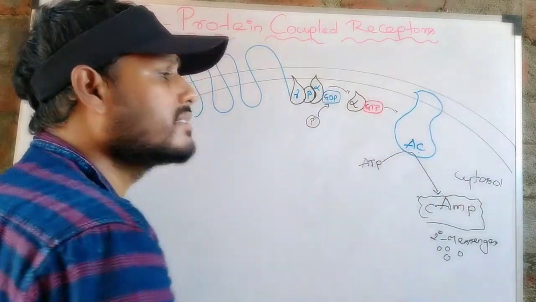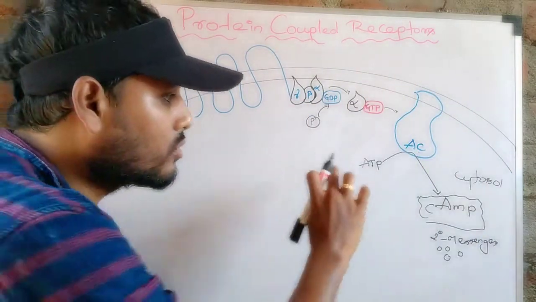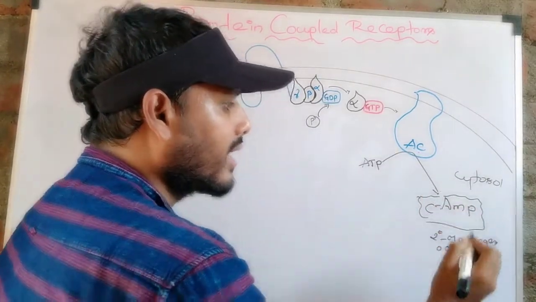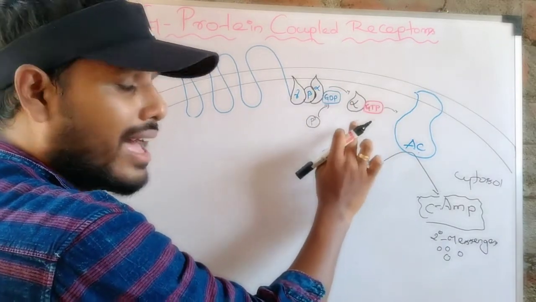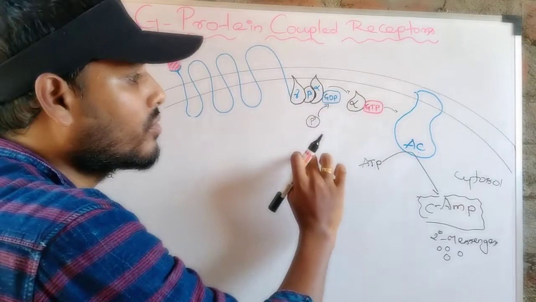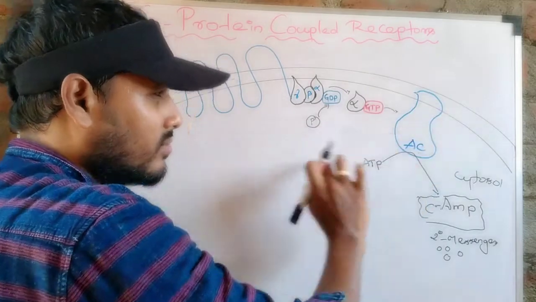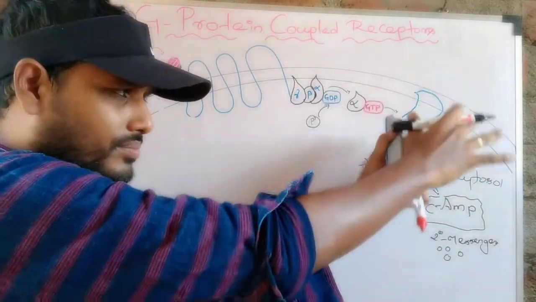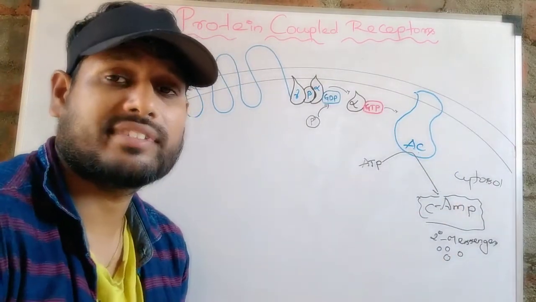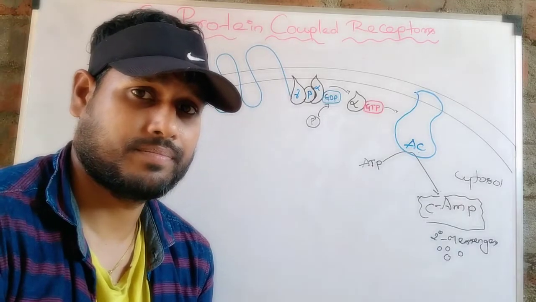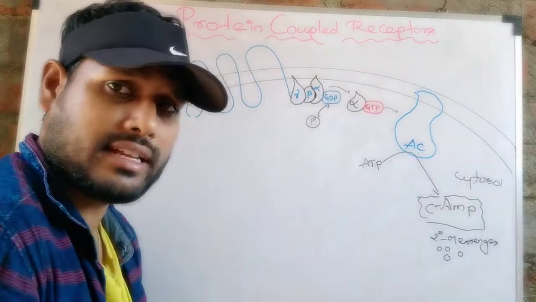Whenever this adenyl cyclase gets activated, it receives lots of energy, ATP, to create the cyclic AMP, the secondary messenger. So the activated alpha subunit will give the signal to adenyl cyclase, and it will create the cyclic AMP. When lots of alpha subunits give the signal to the adenyl cyclase, secondary messengers like cyclic AMP are formed.